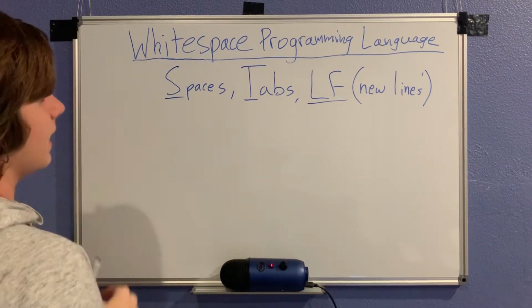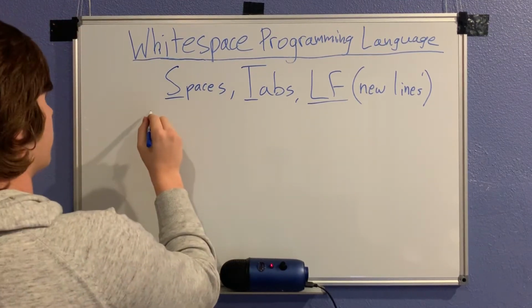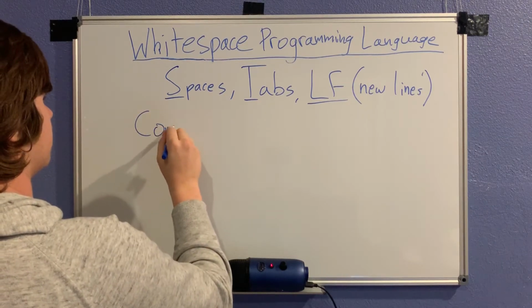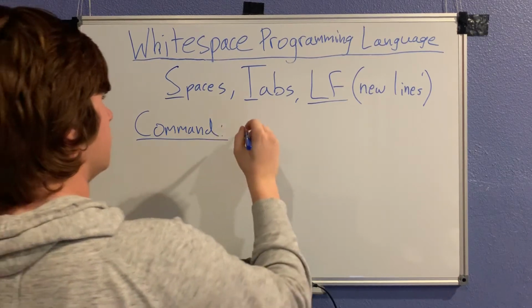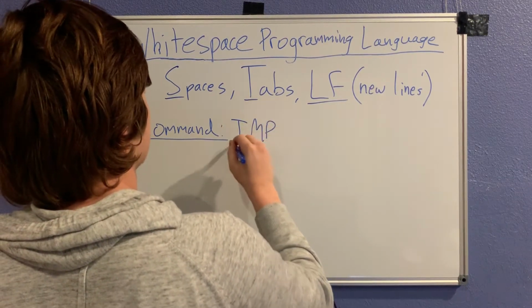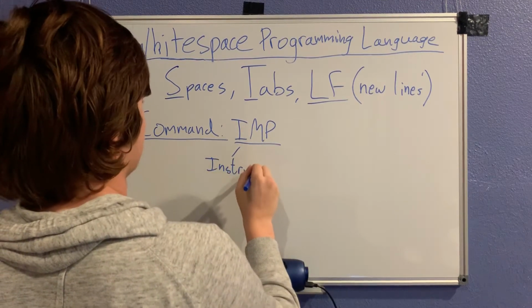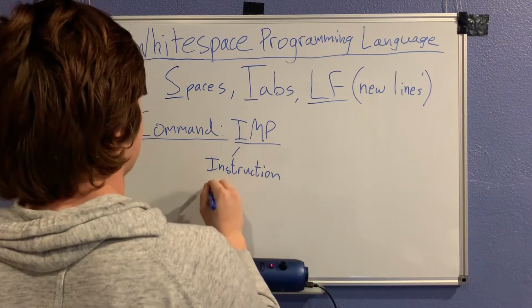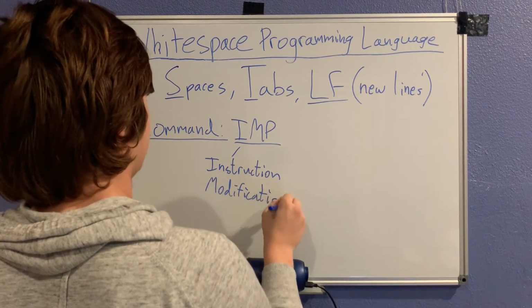So how does a command actually work in this language? Well, every command has 4 components. First, you have what's called the IMP, or the instruction modification parameter.